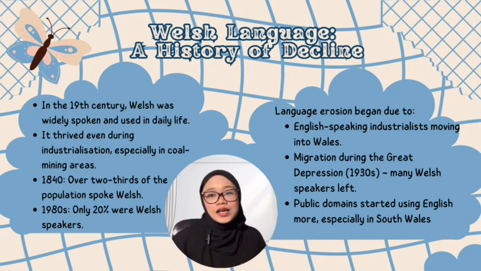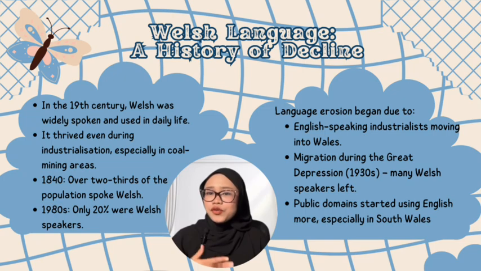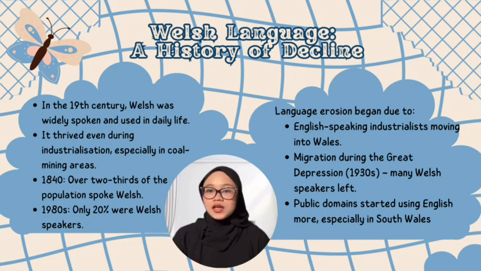So, what happened? Language erosion began when English-speaking industrialists moved into Wales, bringing English with them. Then, during the Great Depression in the 1930s, many Welsh-speaking miners left the country to find work elsewhere. At the same time, English started to dominate in public domains like schools, businesses, and government, especially in South Wales. All of these factors led to a major decline in the number of Welsh speakers.